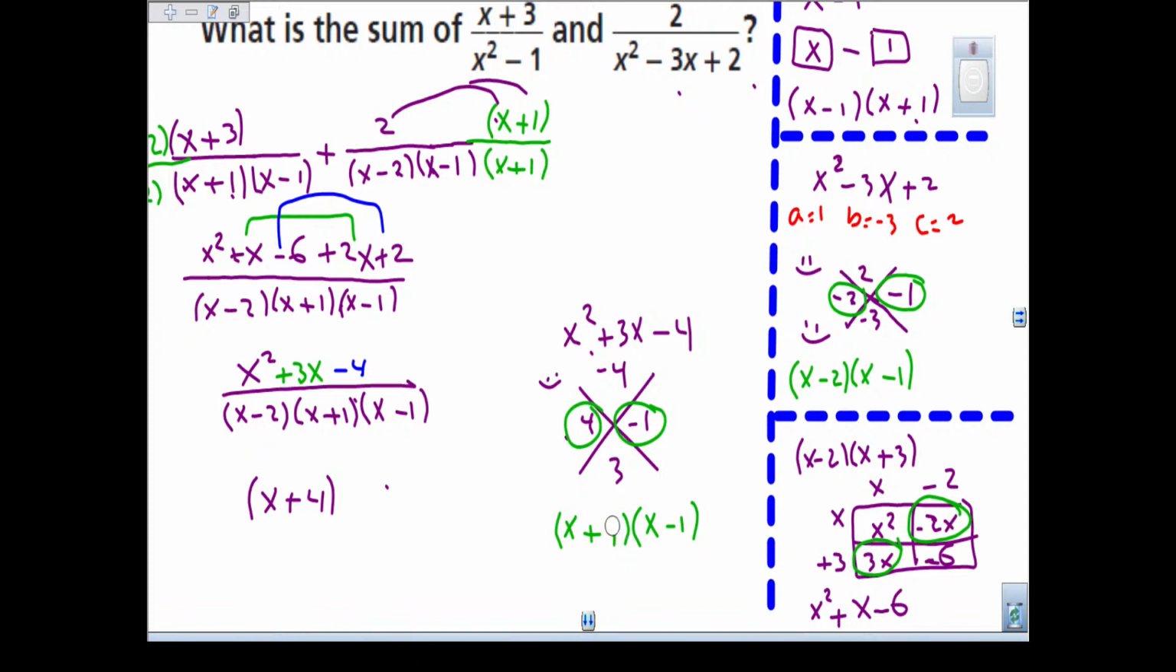That's a 4 here. And that's exactly what I'm going to have. So when I have x plus 4 times x minus 1, divided by x minus 2, x plus 1, x minus 1. And in this case, I could just simply do what? What do you think I should do here? What could I simplify? What would my Fruit Ninja do here?